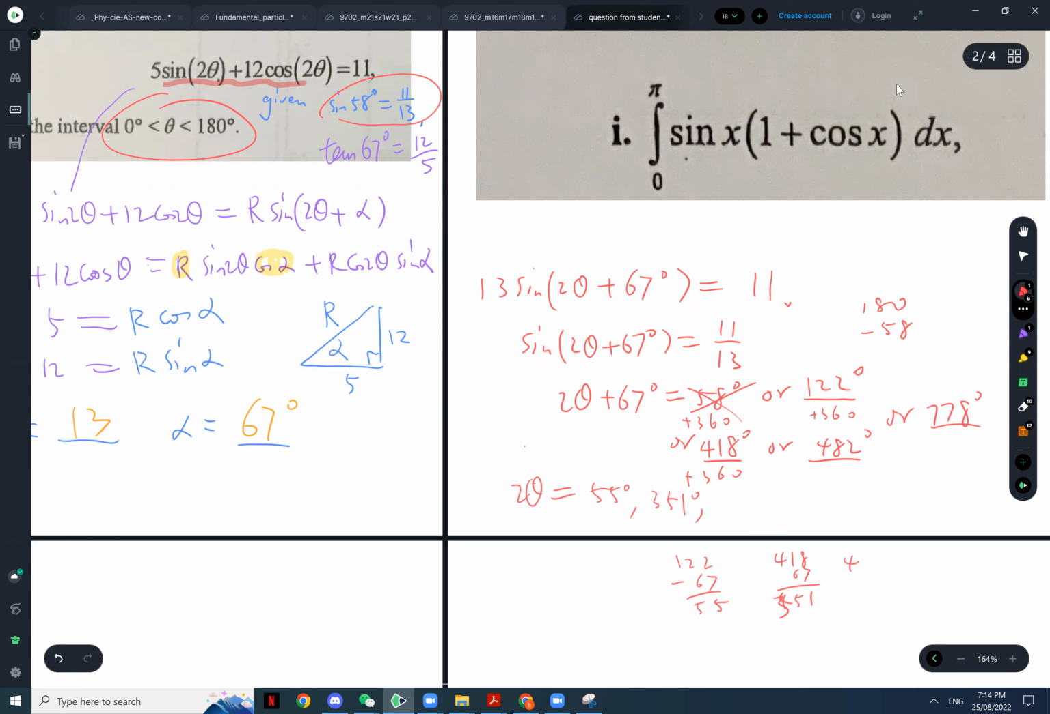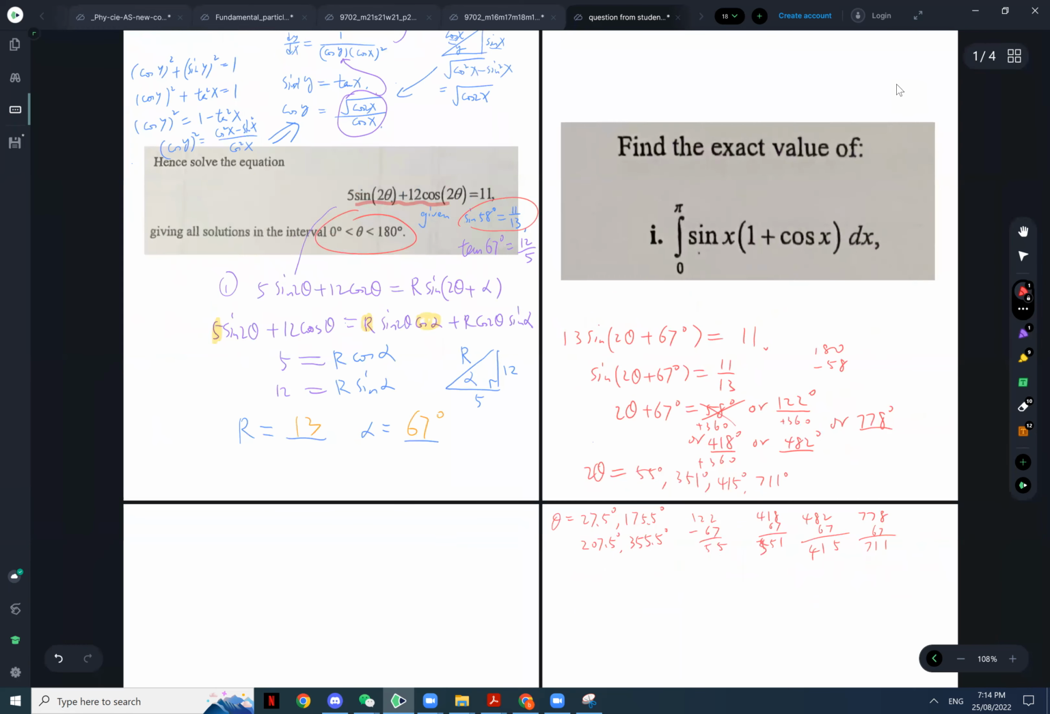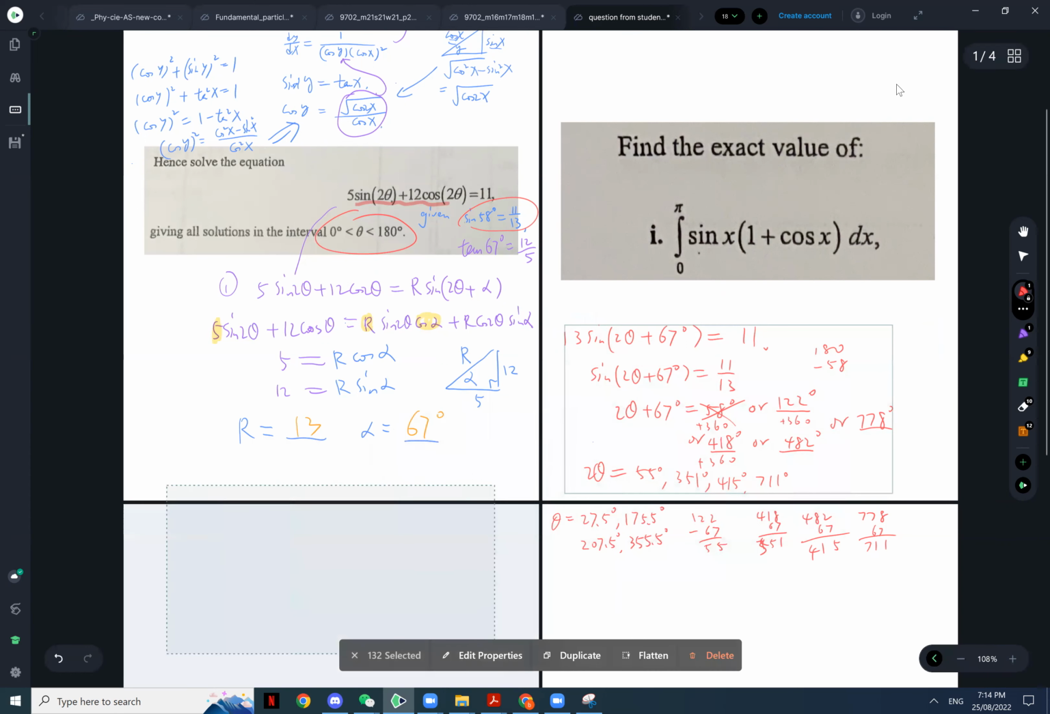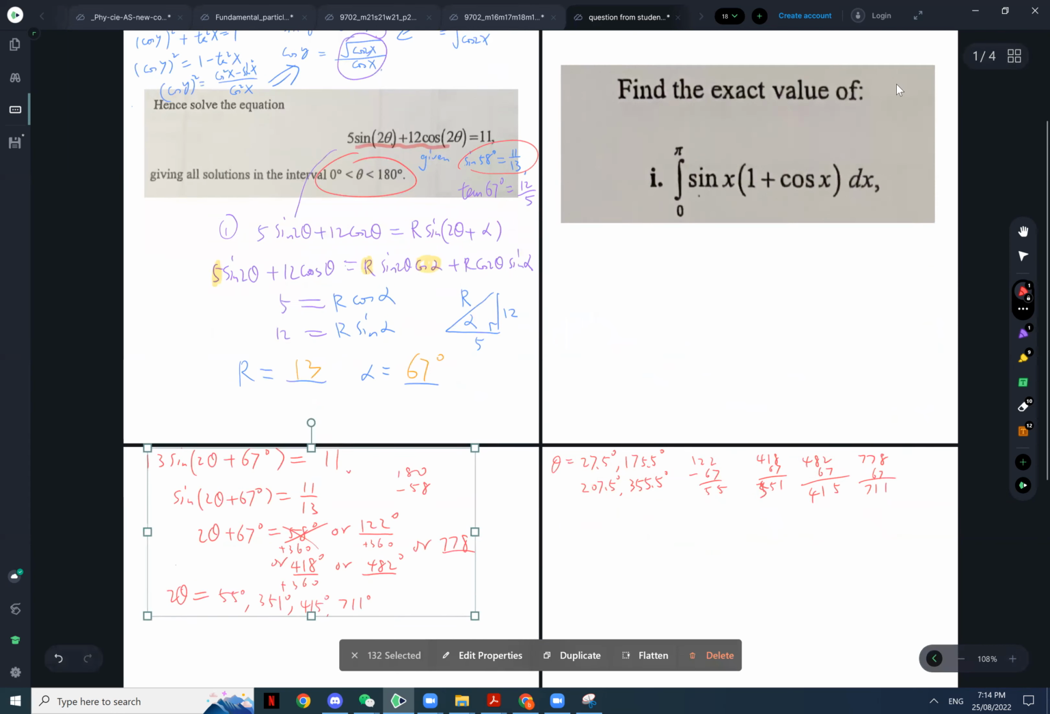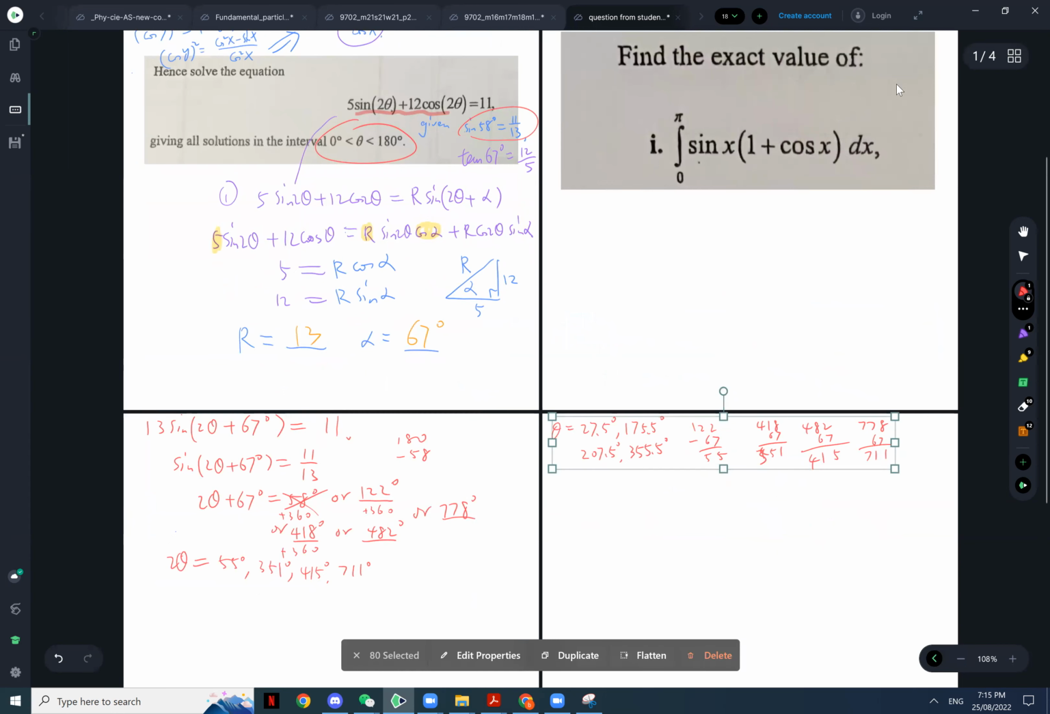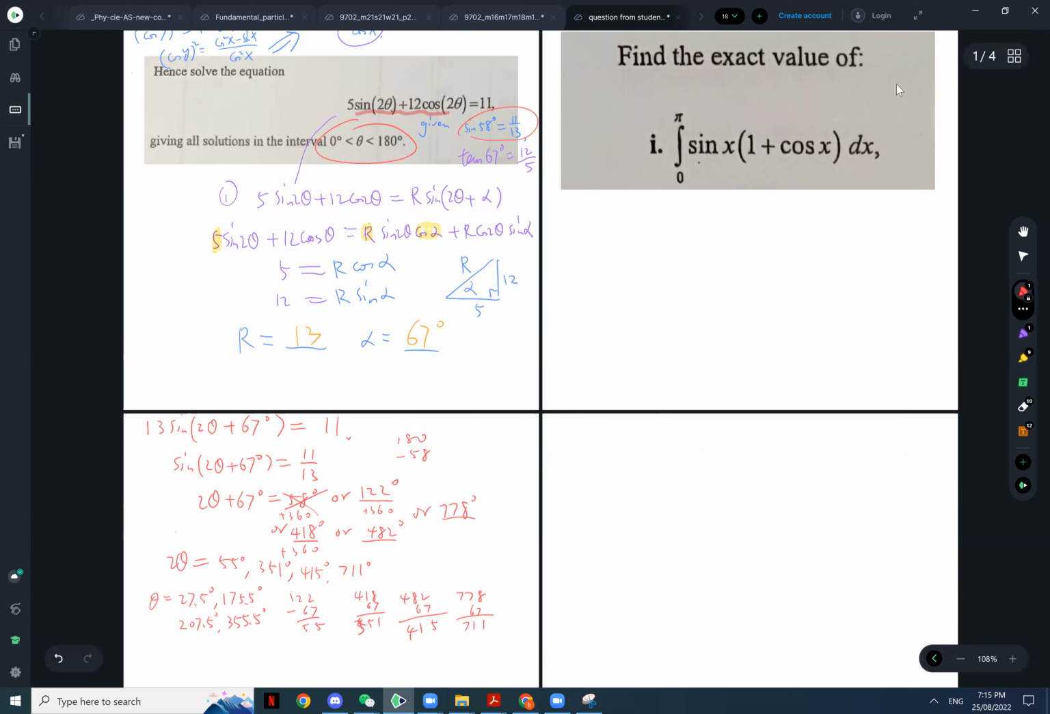Then the values of two theta. But that's two theta, so theta equals... Okay, that's how we solve the question.